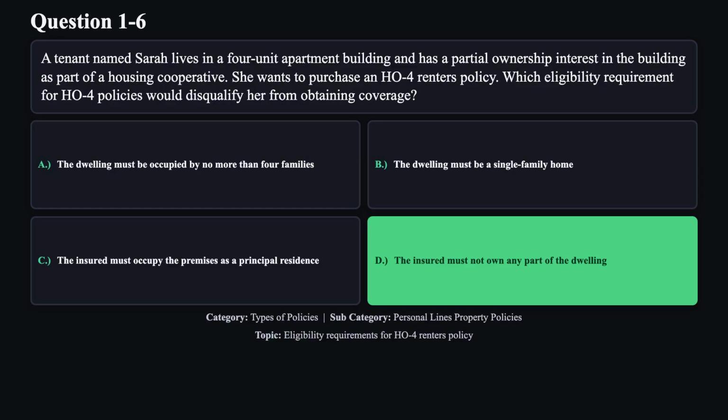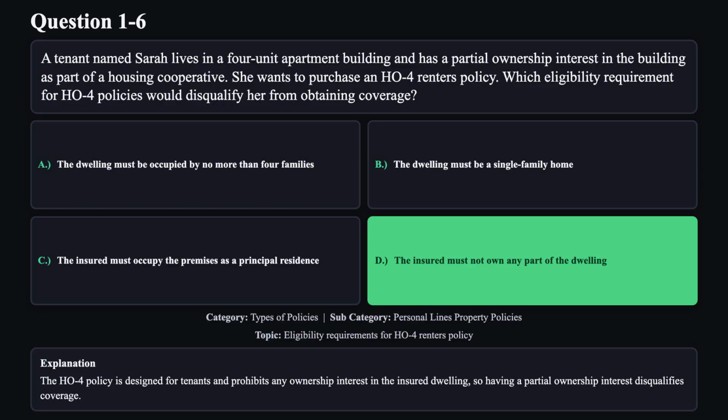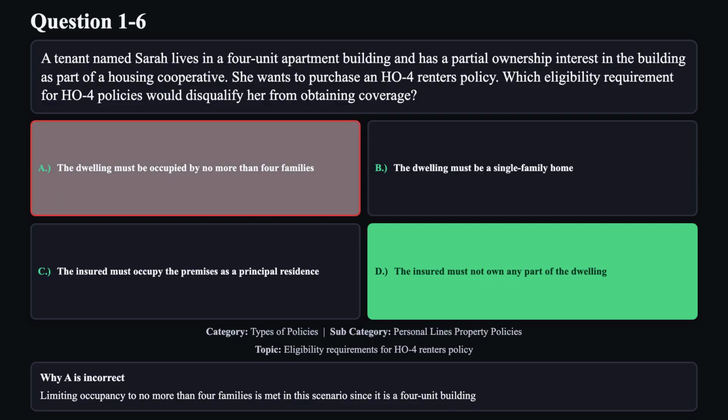The correct answer is D. The HO4 policy is designed for tenants and prohibits any ownership interest in the insured dwelling, so having a partial ownership interest disqualifies coverage. Reason A is not correct. Limiting occupancy to no more than 4 families is met in this scenario since it is a 4-unit building.